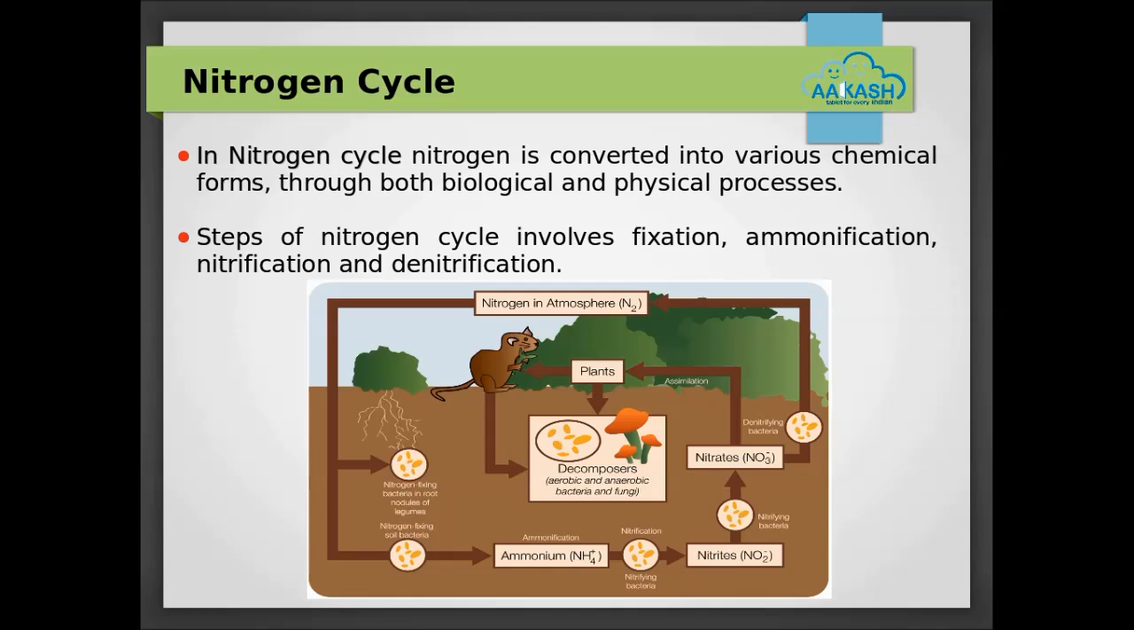Most organisms cannot use free nitrogen available in abundance in the atmosphere. Therefore, they convert the atmospheric nitrogen according to their need. Nitrogen cycle involves nitrogen fixation, ammonification, nitrification, and denitrification.